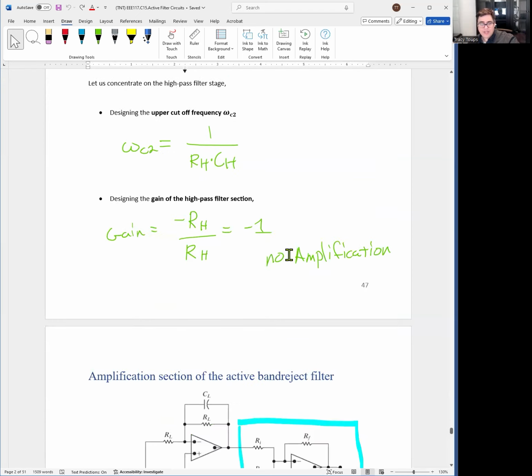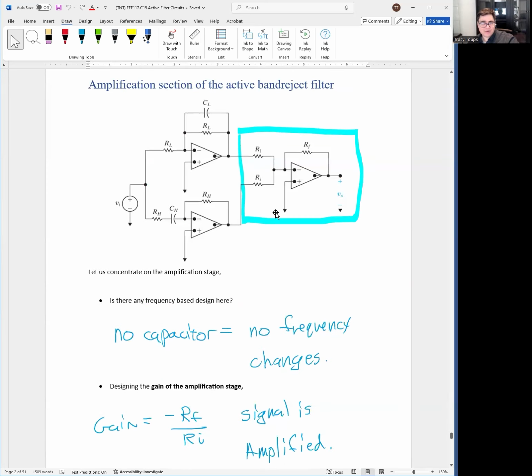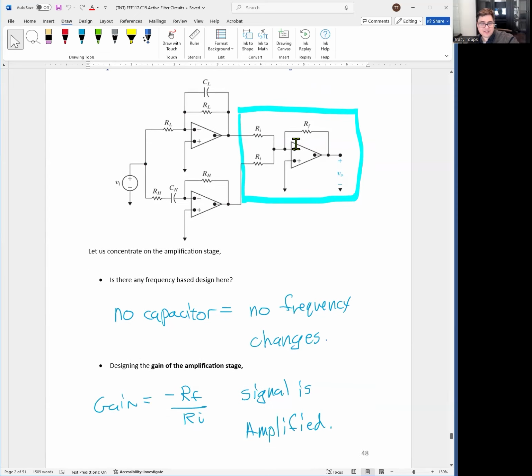Okay. And of course, at the end, now we have our actual amplification stage, where first off, there are no capacitors in the circuit because there are no frequency changes. All the filtering part has already been done. We're just increasing the signal. So all you have to do is calculate your gain. It's going to be RF over RI, negative RF over RI to be technical, and we just choose the resistors to amplify however much we want. Again, just make sure these two resistors on the input stages are equal to each other. Otherwise, you're not going to get an equal signal coming out if they're off. Okay.